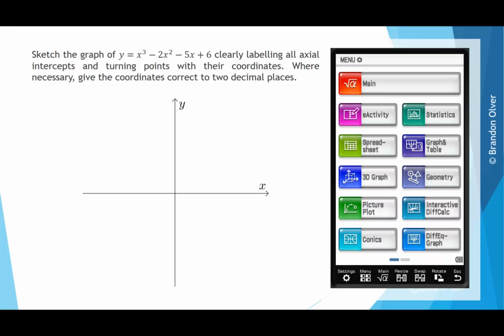Sketch the graph of y equals x cubed minus 2x squared minus 5x plus 6, clearly labelling all axial intercepts and turning points with their coordinates. Where necessary, give the coordinates correct to 2 decimal places.